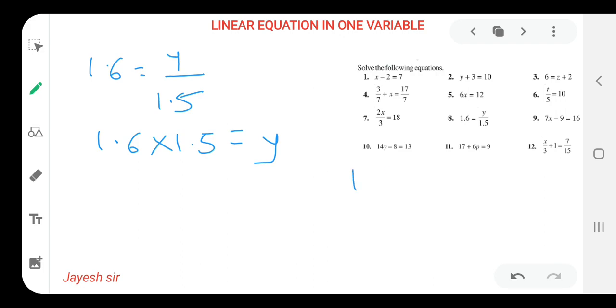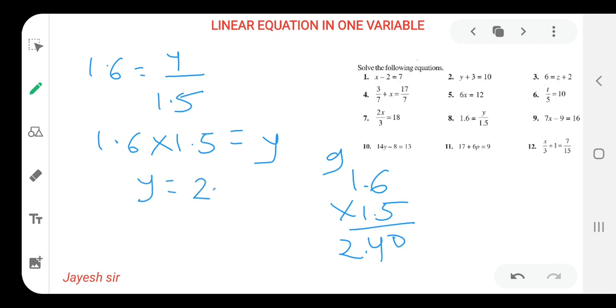16 into 15. For 15, 6 5s are 30, 3 goes for carry. 15 1s are 15. 15 plus 9, 24. You can solve it on your own. You can multiply on your own also. The decimal point comes after 2 digits. So our answer is y equals 2.40. I hope you are getting it. You can multiply it on your own, you will get the same answer, friends. So let's begin with our ninth sum, that is 7x minus 9 equals 16.